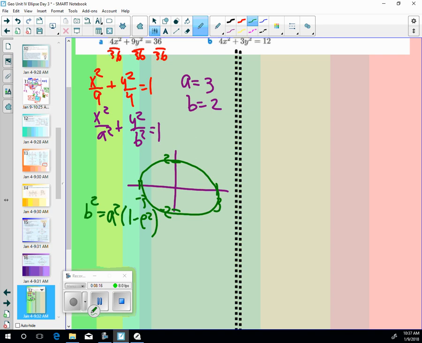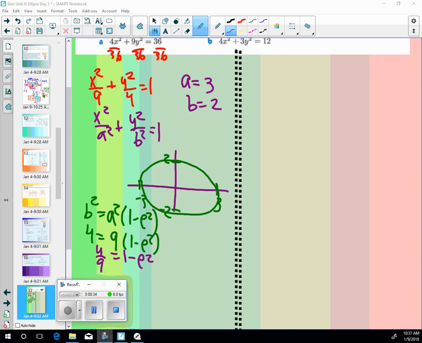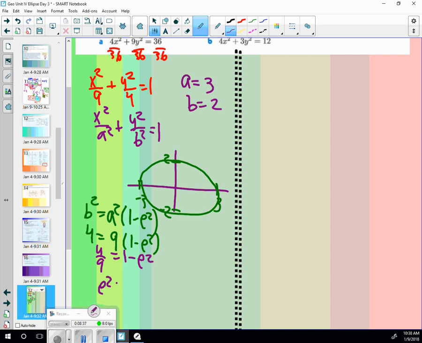All right, so b squared is 4. a squared is 9. We should be able to figure out 4/9 equals 1 minus e squared. I'm going to add the e squared over here, and I'm going to subtract the 4/9 here. Stop. Look up here. 1 minus 4/9. What's that going to be? Is that less than 1? Then we know we're all right. If we get something bigger than 1, we're in trouble.